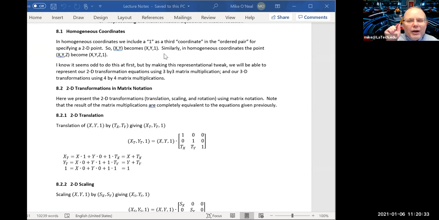But that seems like a really silly thing to do. Actually, it's a really smart thing to do, because it's going to enable us to represent all of our two-dimensional equations using a 3x3 matrix, and all of our three-dimensional equations with 4x4 matrices. We'll be able to recast all of our equations using matrix notation. Now, what do you mean by this, Mike?